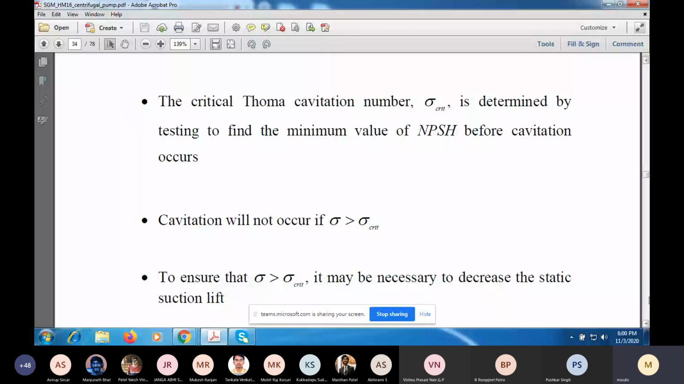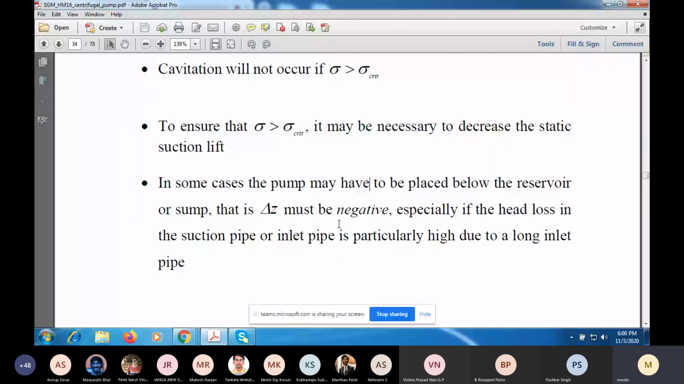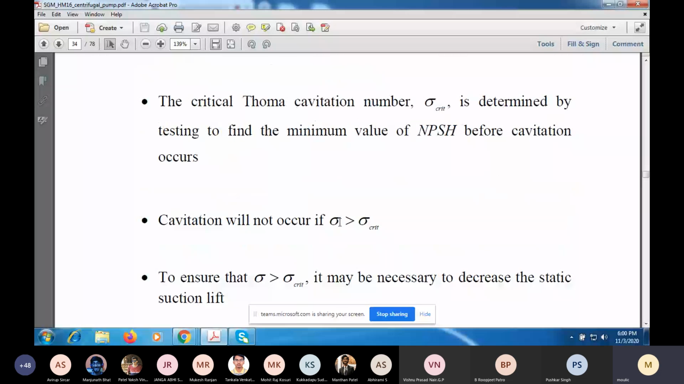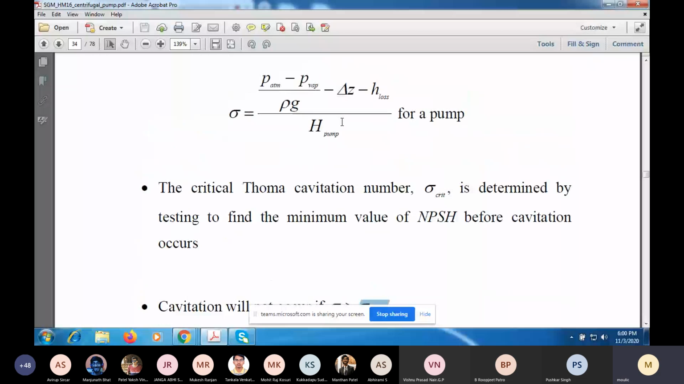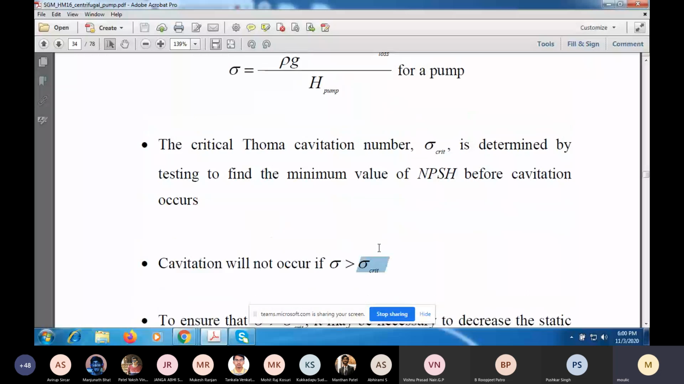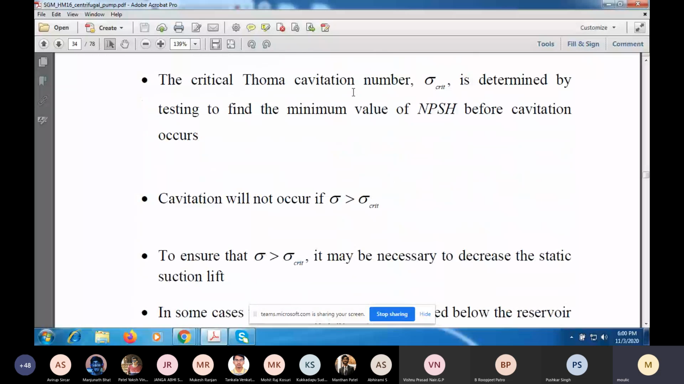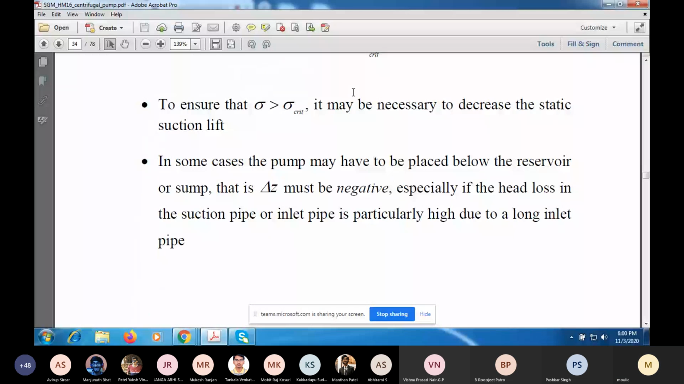Now in some cases you may want delta Z to be negative. If delta Z is negative, that's good for you because it will increase the value of the numerator and ensure that sigma is greater than sigma critical. So if you are unable to make this quantity on the right hand side larger than sigma critical in an application, then you have to submerge the pump. So the pump has to be below the level of water in the reservoir. So delta Z then should be negative.